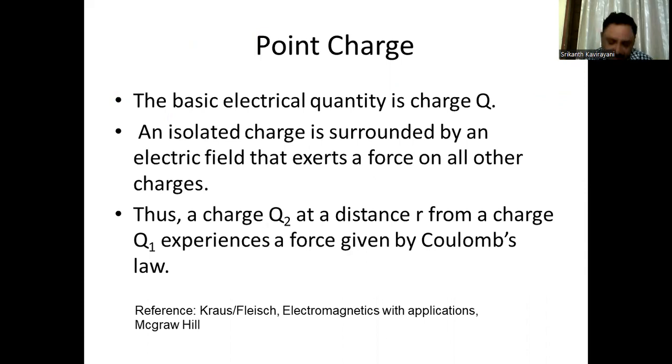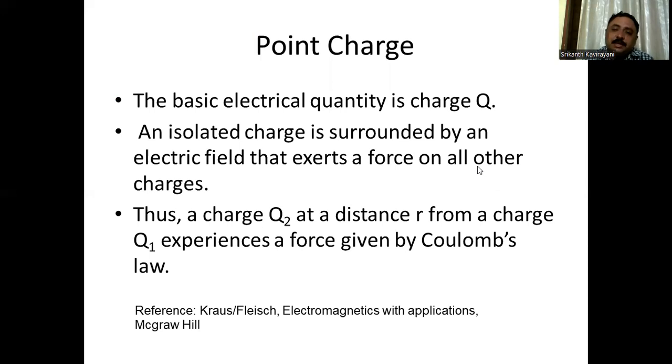To understand it better, we first have to understand what a point charge is. As such, the basic electrical quantity is the charge Q. If we are trying to understand an isolated charge which is surrounded by an electric field that exerts a force on all other charges, we try to understand the expression for Coulomb's law better. So a charge Q2 at a distance r from a charge Q1 experiences a force given by Coulomb's law.